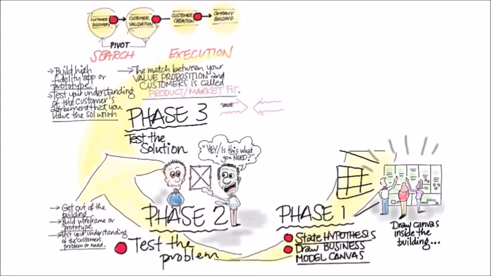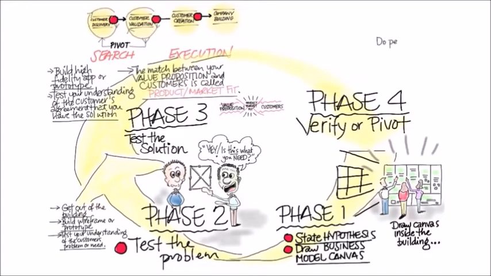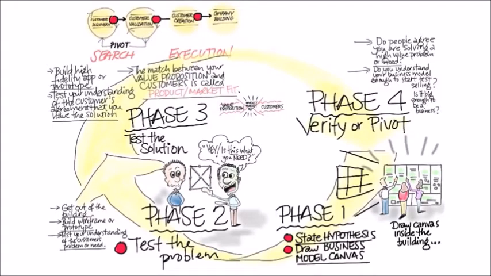Am I building something that people can't get enough of or are just willing to open up their wallets and empty it in front of you to get their hands on? And the fourth phase in customer discovery is you verify or pivot. Do people agree that you're solving a high-value problem or need? And do you understand your business model enough to start test selling, which is the next step in customer validation?